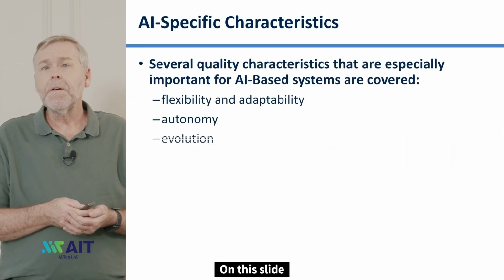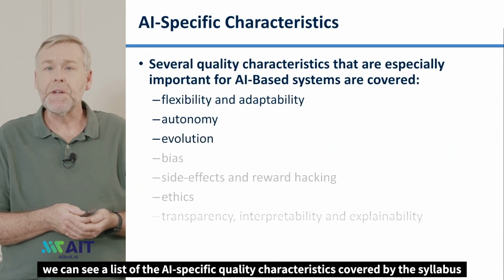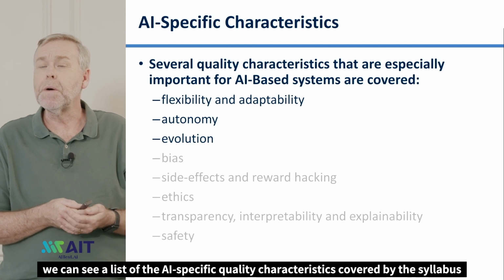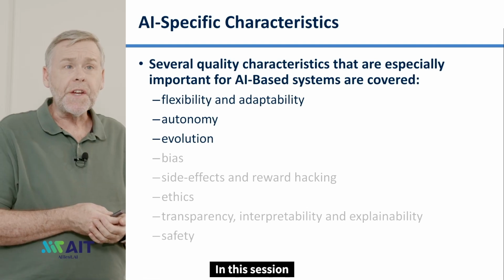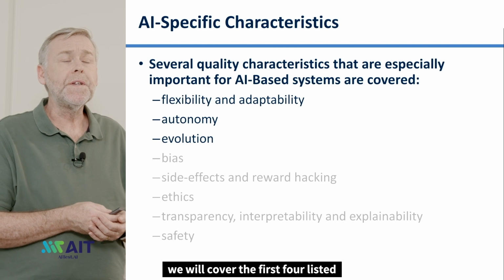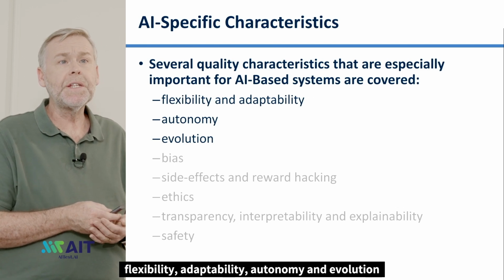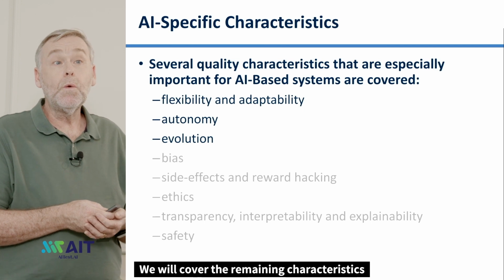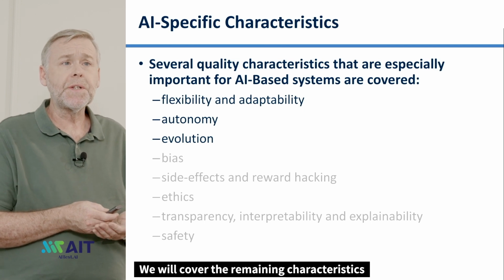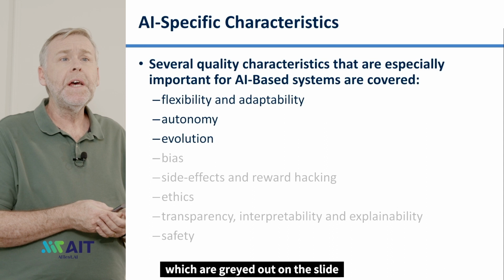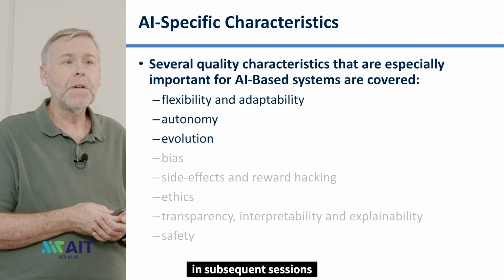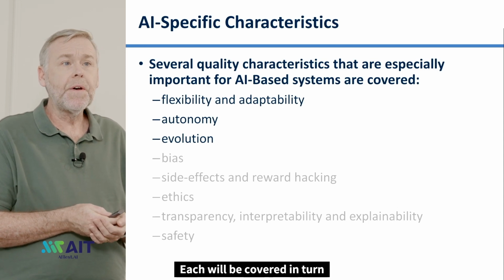On this slide, we can see a list of the AI-specific quality characteristics covered by the syllabus. In this session, we will cover the first four listed: flexibility, adaptability, autonomy, and evolution. We will cover the remaining characteristics, which are greyed out on the slide, in subsequent sessions. Each will be covered in turn.